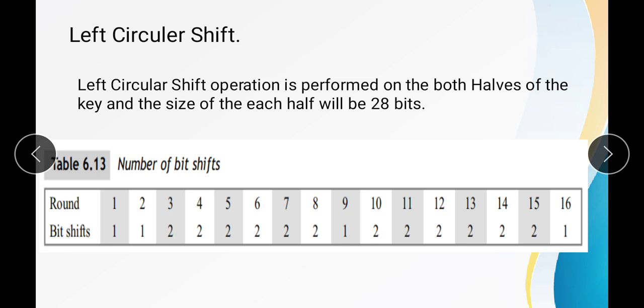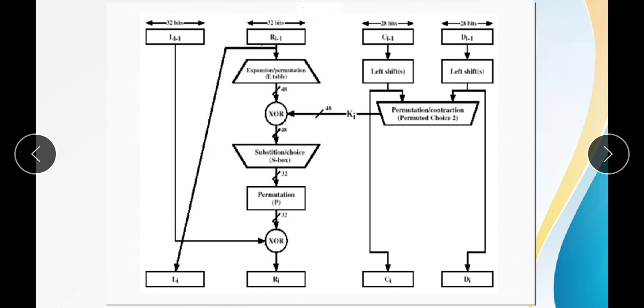Okay, so this is applied on the 28-bit key. So this is the left circular shift. Now where are we applying this left circular shift? The circular operation will be applied here on C1 and D1, which means the data after permuted choice 1 gives us 28-bit sub-key halves, and on that data we will apply this circular left shift.